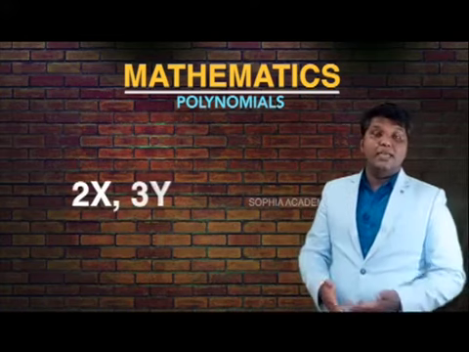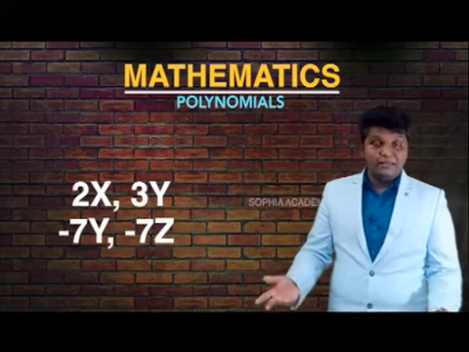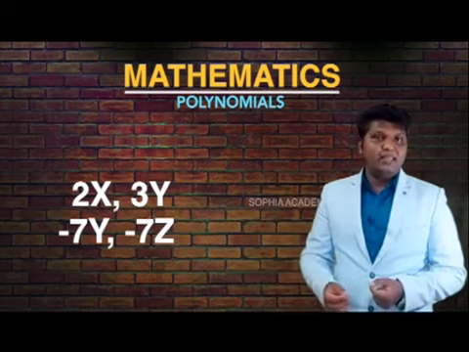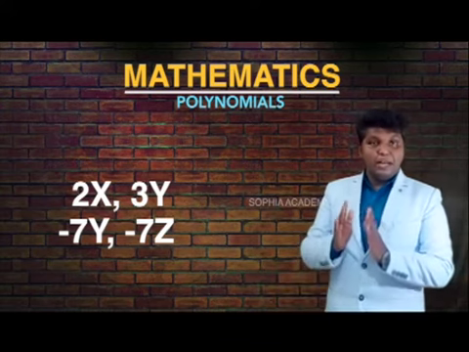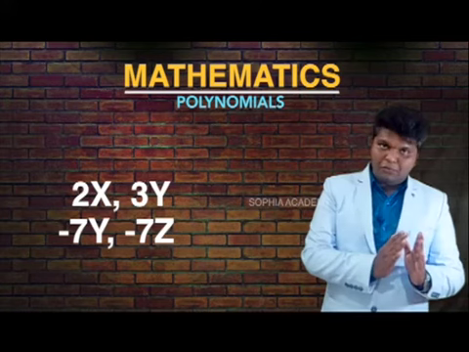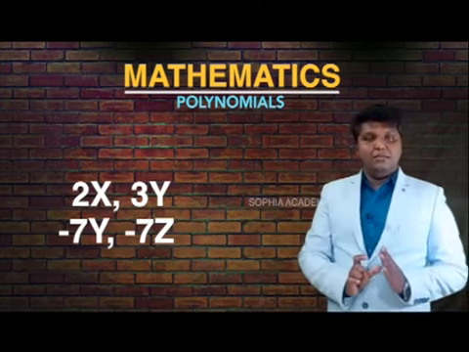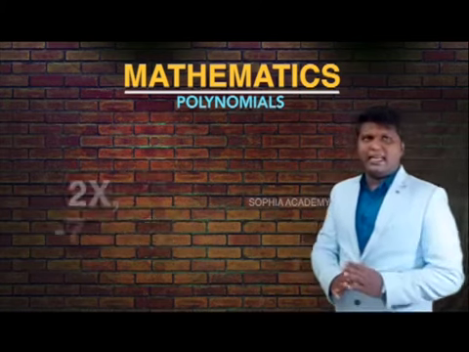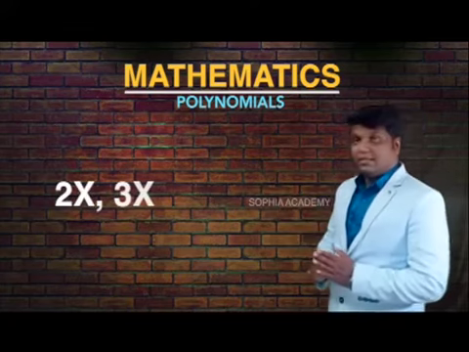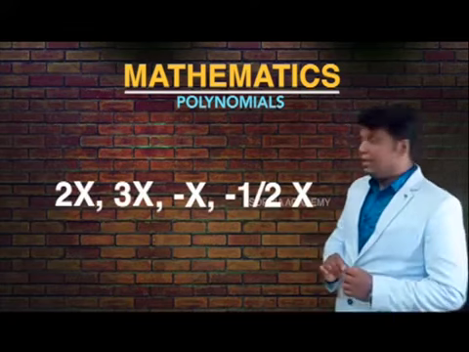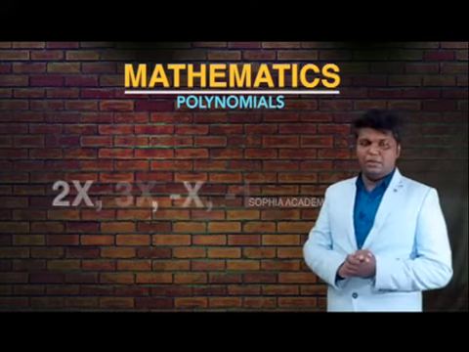It can be 2x, it can be 3y, it can be minus 7y, minus 7z, minus 1 by 2x, like this. Whatever number is lying in front of that variable, that typical number is what we call constant. Let us take an example here: 2x, 3x, minus x, and minus 1 by 2x. Okay, 4 examples taken here.